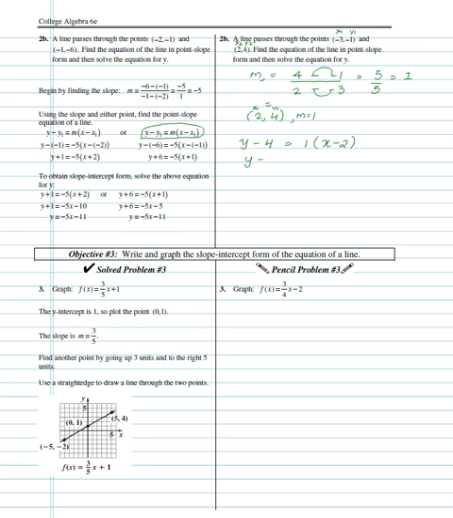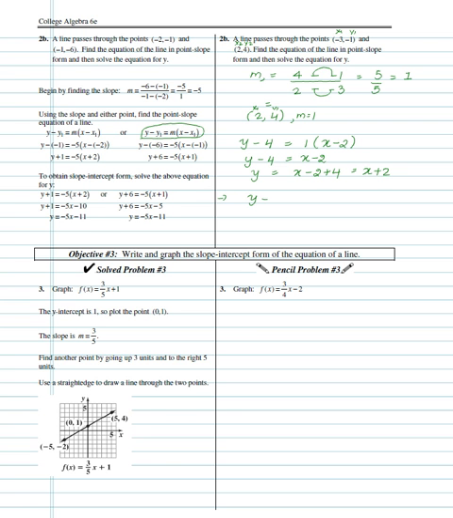So y minus 4 is equal to x minus 2. Y is equal to x minus 2 plus 4, that is equal to x plus 2. Now you might be asking me, will you get the same equation if you choose the other point? Let's go ahead and try it out.